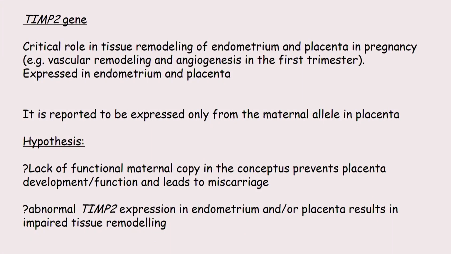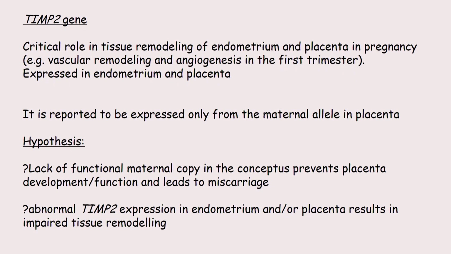So why do we think that this could be the cause of the recurrent miscarriage? This TIMP2 gene, which stands for tissue inhibitor of metalloproteinase 2, has a critical role in tissue remodeling of the endometrium and placenta in pregnancy, specifically vascular remodeling and angiogenesis. In the first trimester, this is relevant for pregnancy development, and it is expressed in both endometrium and placenta.